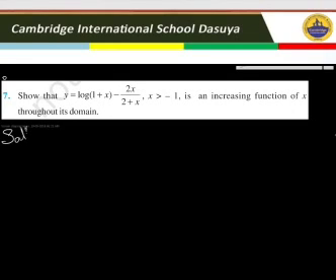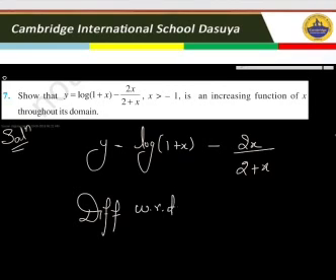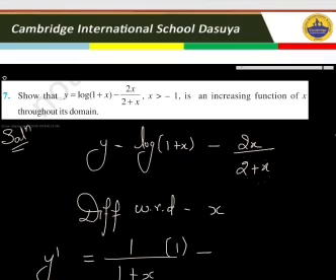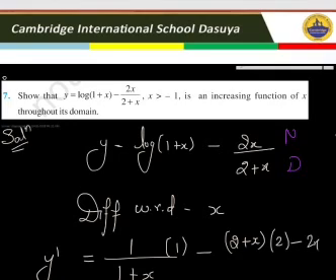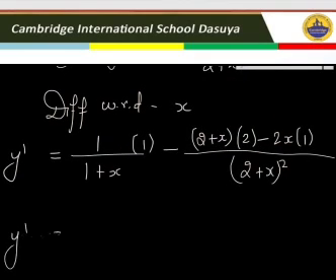Now, let's see. The solution is: f(x) or y equals log of (1 plus x) minus 2x upon 2 plus x. So again, differentiate with respect to x. Now y dash is equal to 1 upon 1 plus x into 1 minus, now this is numerator upon denominator, so the u upon v rule, (2 plus x) times 2 minus 2x times 1, upon (2 plus x) whole square. Now, here I applied the u upon v rule. Fine. So, y dash is equal to 1 upon 1 plus x minus.